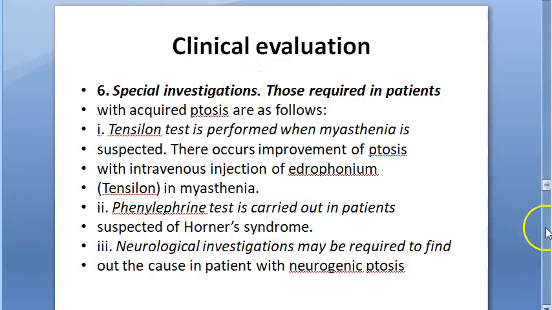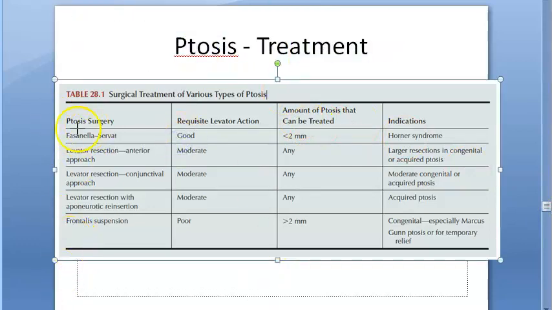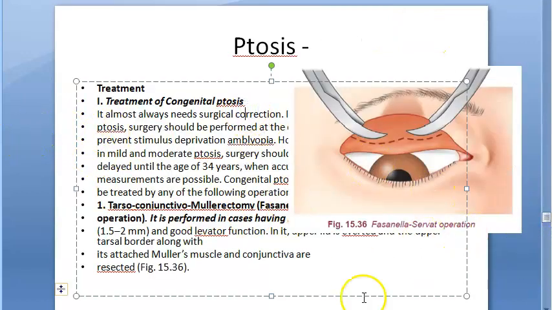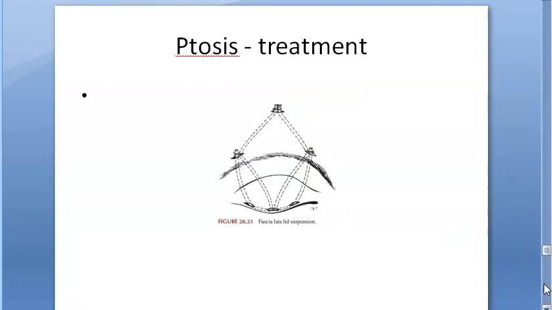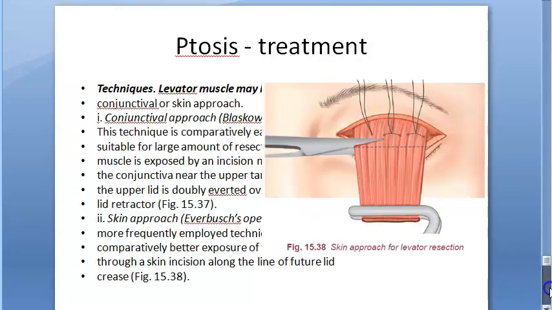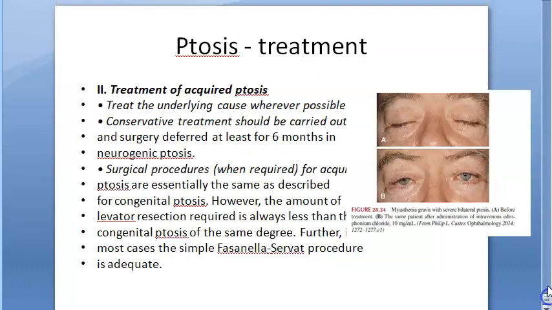Treatment comes long after. Okay. Treatment, there is a table here. So you will have to decide based on what? You have the Fasanella-Servat operation, levator resection, frontalis suspension. So many surgical options are there. We have to look at them. Then we have to look at the treatment for congenital ptosis, levator resection, fascia lata lid suspension, frontalis sling operation. All this we have to look at.